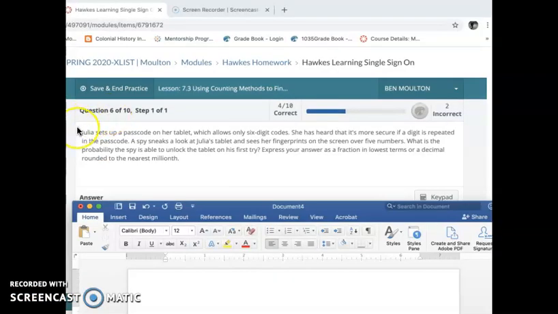All right, this one could be a little tricky, too. So let's see if I can shed some light on this. Julia sets up a passcode on her tablet, which allows only 6-digit codes. She has heard that it's more secure if a digit is repeated on the passcode. A spy sneaks a look at Julia's tablet and sees her fingerprints on the screen over 5 numbers.